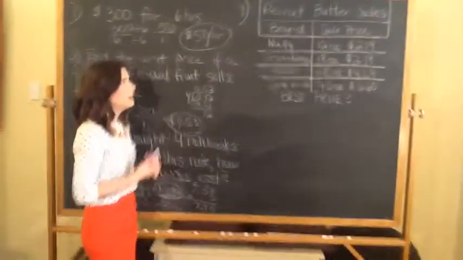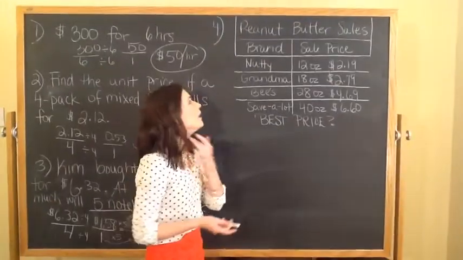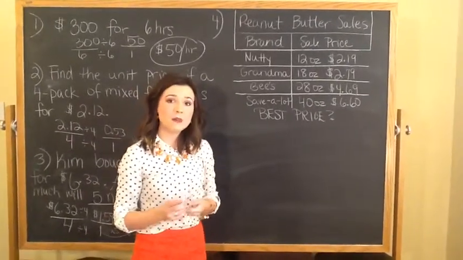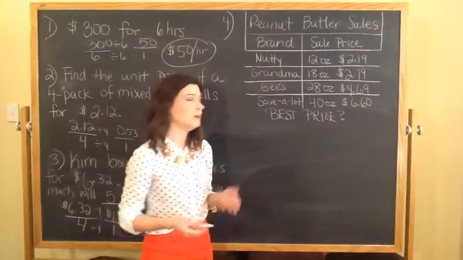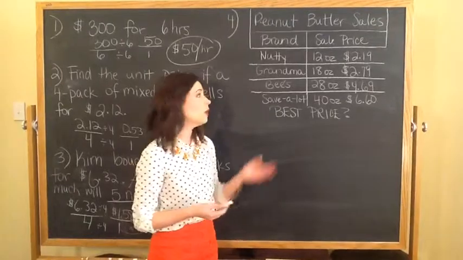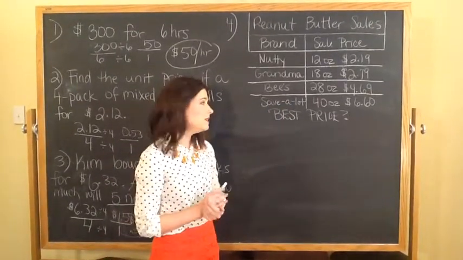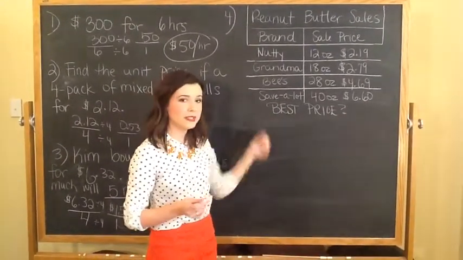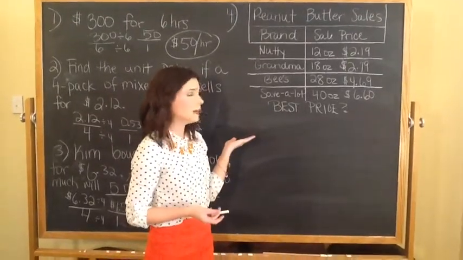Now let's look at our last example. This one, we have a chart of information. It's all about different brands of peanut butter and how much they cost per ounce, or per so many ounces. So basically, the question here is which one is the best price? Which one's going to give us the best deal?